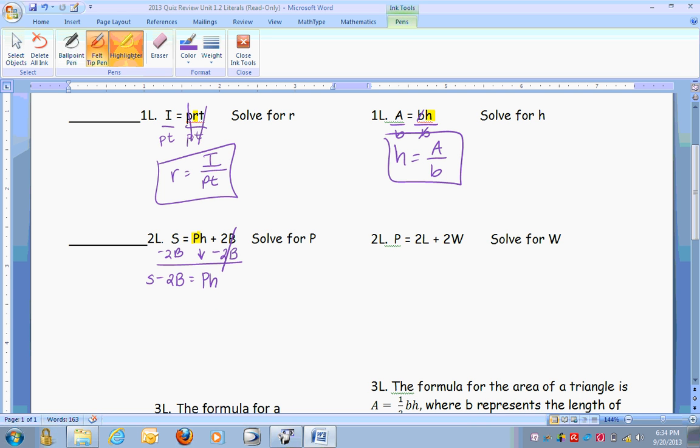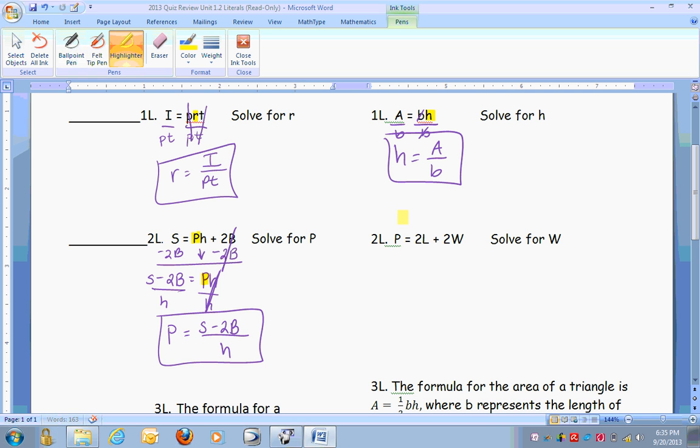Okay, now remember, I'm still trying to get P by itself, so I have to get rid of that H. And H is being multiplied by P, so I'm going to divide both sides by H. That becomes a 0 pair. So P equals S minus 2B over H. And that's your answer for number 2.